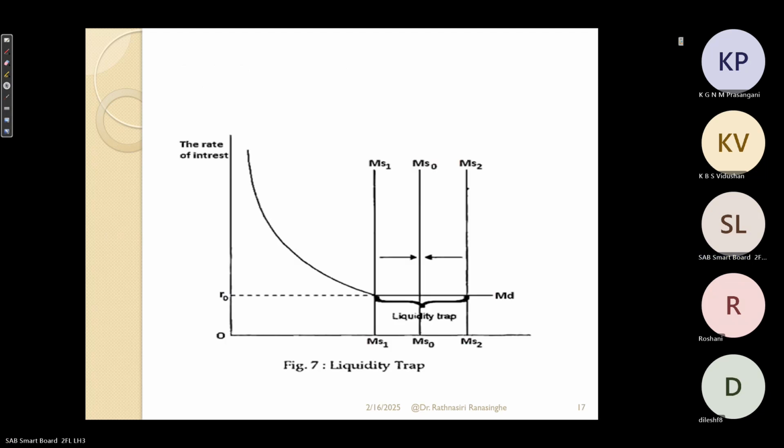So even though the money supply increased, that will not change the interest rate. Even though the central bank changes the money supply, there will be no impact on the interest rate, because the money demand curve is horizontal under such circumstances. Okay. So that is called liquidity trap.